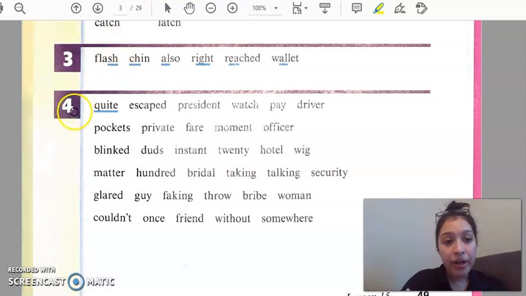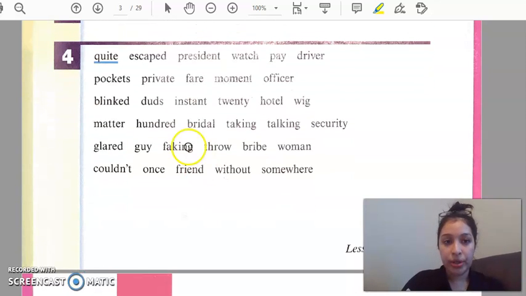Let's look at part 4, guys. So touch part 4 in your story, in your lesson. We're going to spell this word. This word is quite. What word? Yes, quite. Spell quite. Get ready. Again, spell quite. Get ready. What word? Yes, quite.